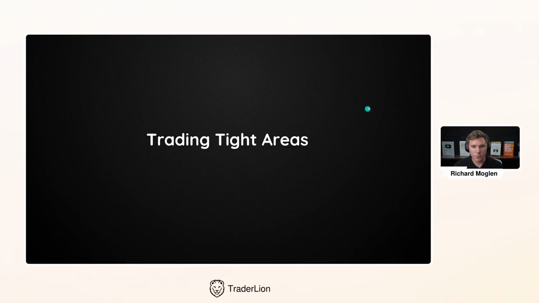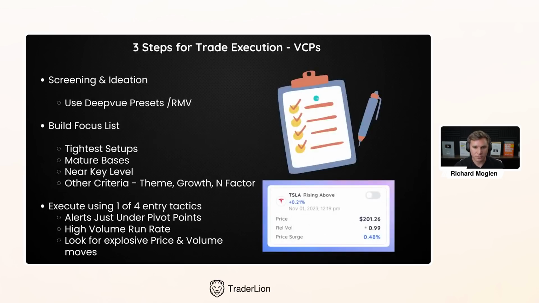All right, so let's get into more detail about how to trade in these tight areas. So say we've identified it, you've drawn the pivot point, how do you actually trade it? Okay, so there's 3 steps for trading VCPs. First, screening and ideation. You have to actually get the name on your radar and notice that it's forming a tight area. And you can use DeFi presets, RMV to do that.